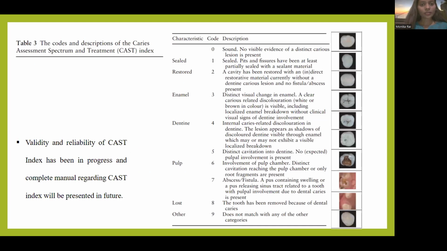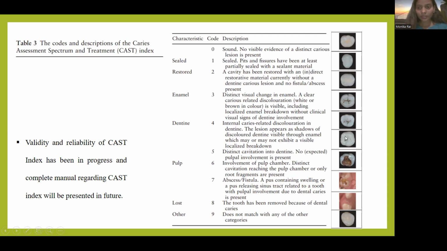So these are the characteristic codes and descriptions of the CAST index. We have 0 for sound, 1 for sealed, 2 for restored, 3 for enamel, a distinct visual change in enamel, 4 for dentine, internal caries-related discoloration in dentine, which we can see here. The lesion appears as a shadow of discolored dentine visible through enamel, which may or may not exhibit a visible localized breakdown.